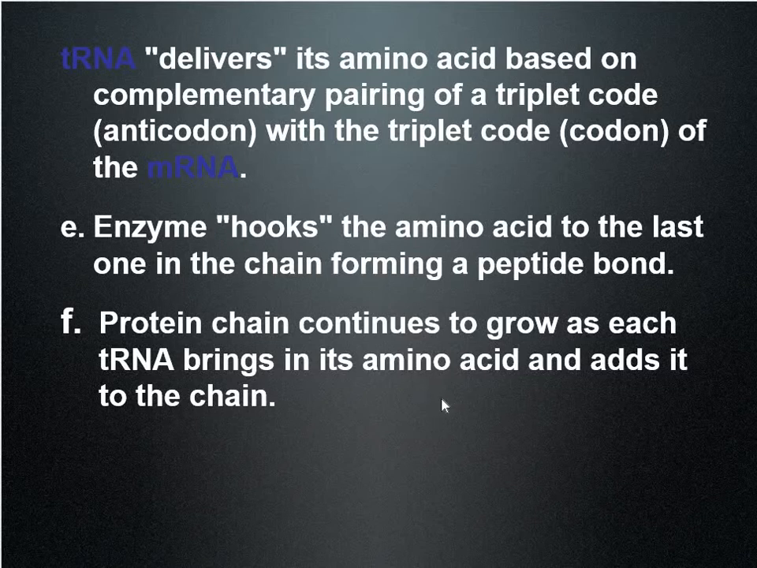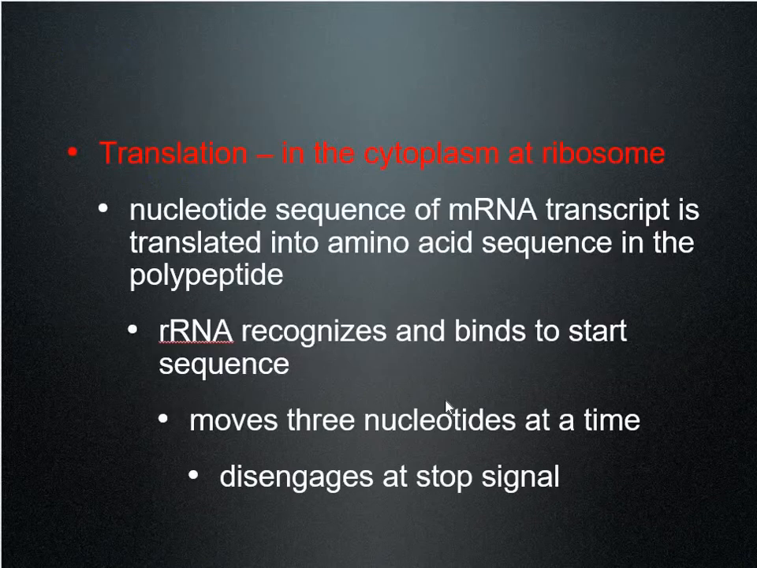We can see in detail how this process is happening. Translation, as we all know, is happening in the ribosome. And the final product of translation is a polypeptide. We know during this process, the ribosome moves from 3' to 5' in the mRNA.